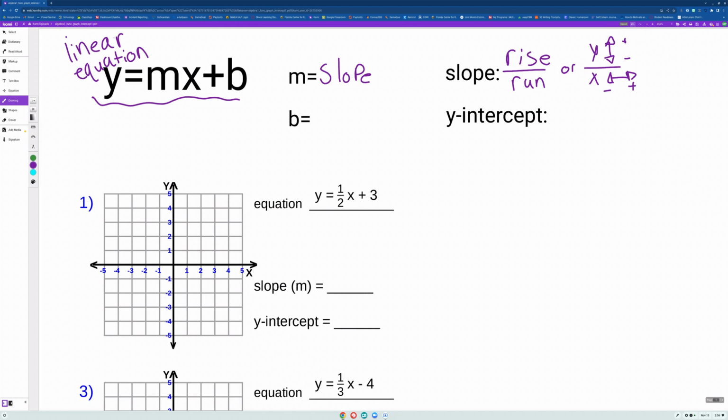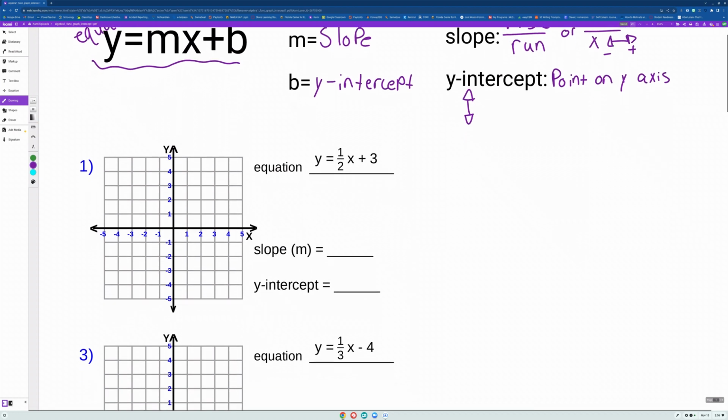Now, the b in our linear equation, y equals mx plus b, is actually something called your y-intercept. Your y-intercept is your point on the y-axis. Right? And then we're just remembering that your y moves up and down. So your point is only going to be plotted up and down. It's not going to be on the x-axis.